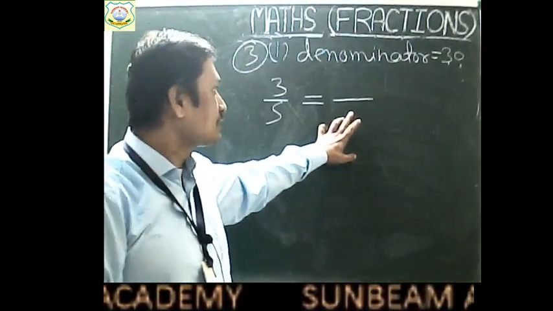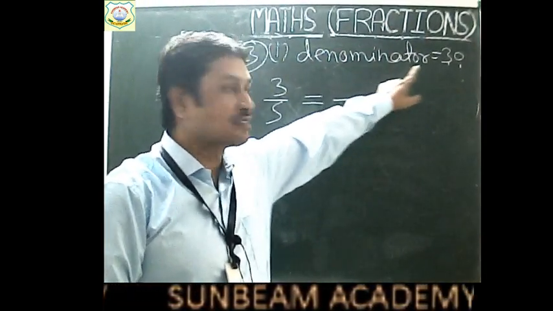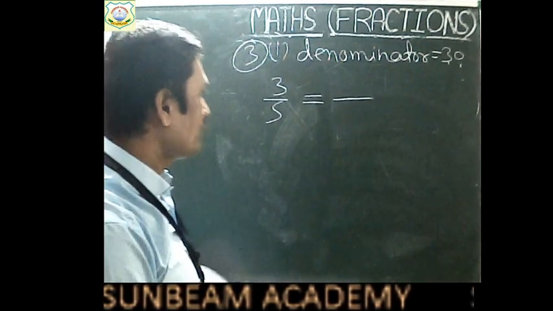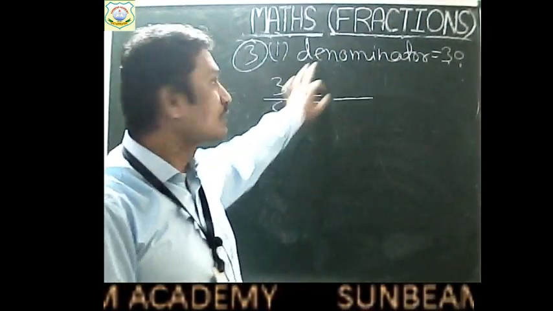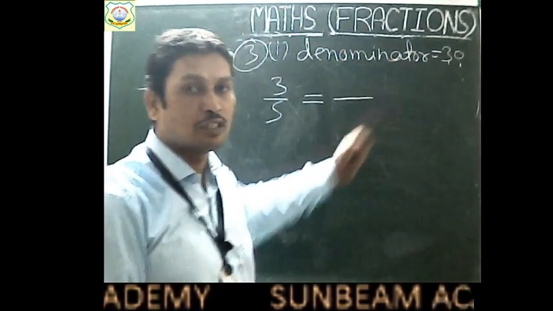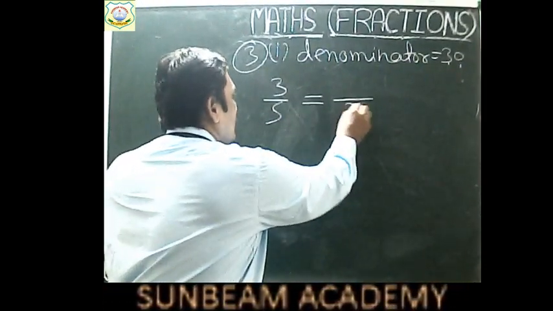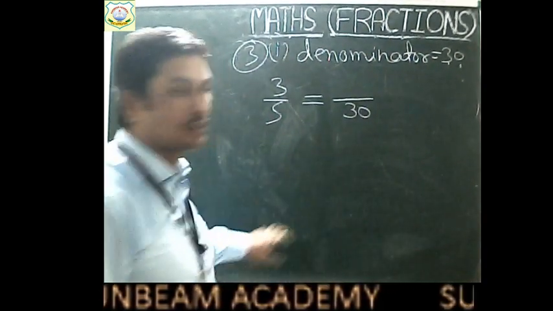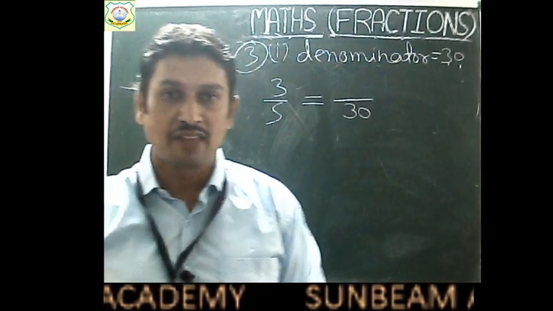Okay, in this equivalent fraction, what is given, children? Its denominator is given 30. Okay, so we have to find an equivalent fraction of 3 by 5 so that its denominator is 30. So denominator will be written here, okay, downward. So denominator is given 30. Now we have to find out what is the numerator of equivalent fraction.